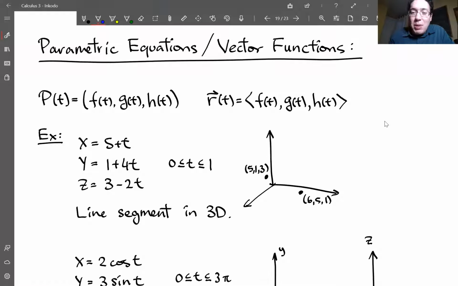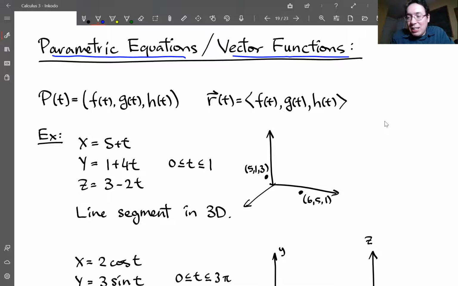I'm actually touching on more than 2 chapters here. We're right about to start chapter 12 on vector functions, but it touches a little bit on chapter 10 too. Chapter 10 is about parametric equations. Those are 2 different perspectives on pretty much the same mathematical object. So I'm going to talk a little bit about both, but mainly we're going to follow chapter 12.